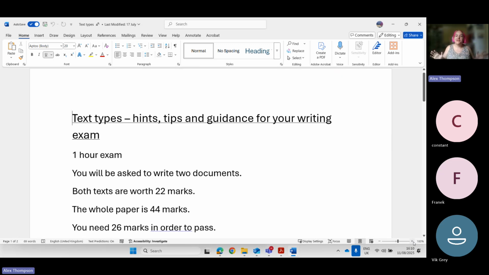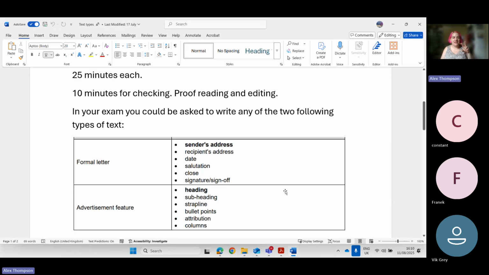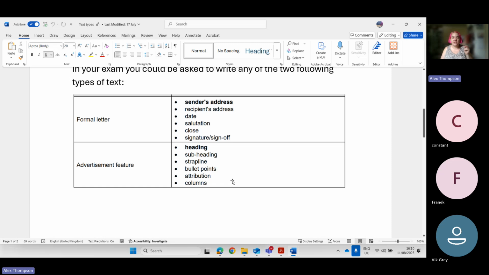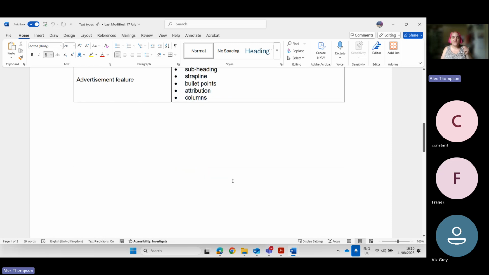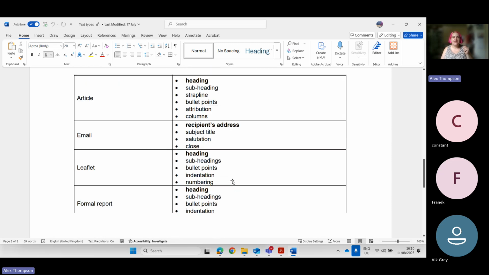So just to remind you, in the writing exam, you have 1 hour, you have 2 documents to write. And those 2 documents could be any 2 of these. They could be a formal letter, an advertisement feature, an article, email, leaflet, or a formal report. And obviously the key one that we're going to be having a look at today is article writing.